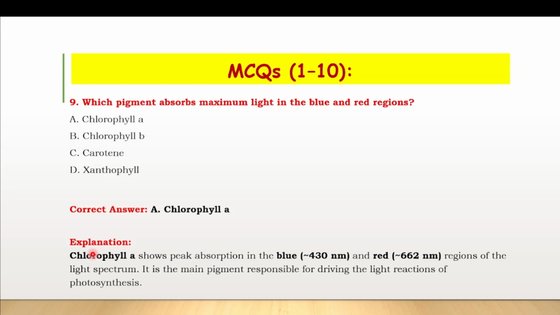Chlorophyll A. Chlorophyll A shows peak absorption in the blue and red regions of the light spectrum. It is the main pigment responsible for driving the light reactions of photosynthesis.